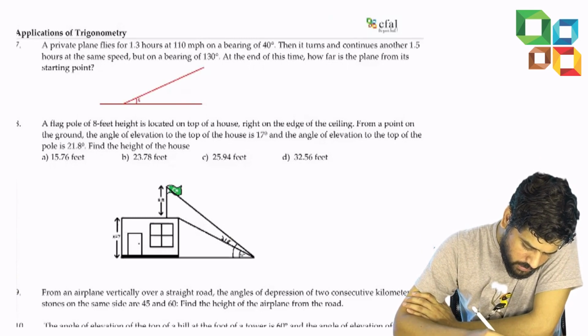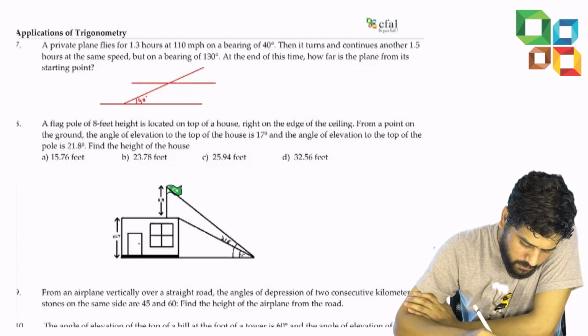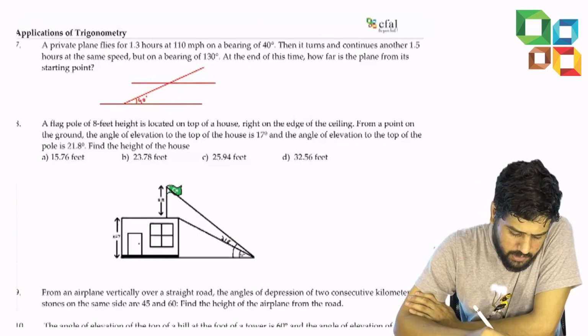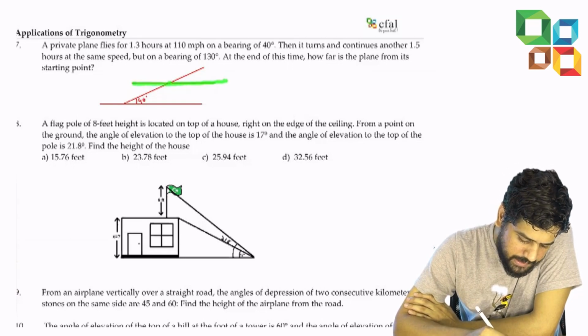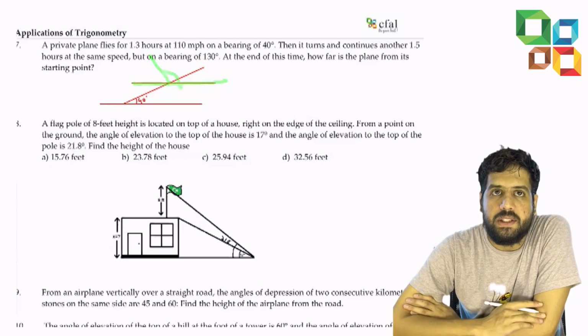In geography, bearing is the angle relative to the initial line itself. Initial line, right? Yes, sir. This is the initial line. So first the angle is 40 degrees, right? So after the plane reaches this point, with respect to this line, it will be 130 degrees. No? Oh, okay, sir. Got it, sir. So it will change. Yes, sir.